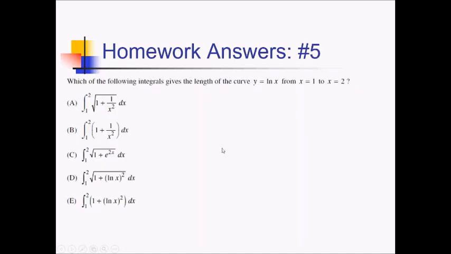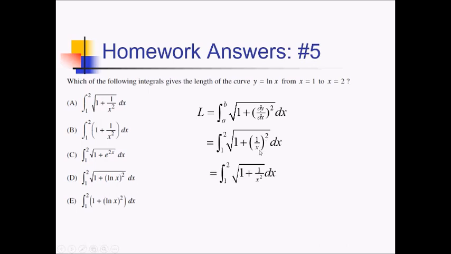On this problem, we want the length of ln of x from 1 to 2. Since I have a y equals f(x) kind of situation, I use this formula here, where we have the square root of 1 plus (dy/dx) squared. So I need the derivative of ln of x, and I'm taking an integral in general from 1 to 2. So we're going to have the square root of 1 plus, now the derivative of ln of x, that's going to be 1 over x, and we're squaring that.